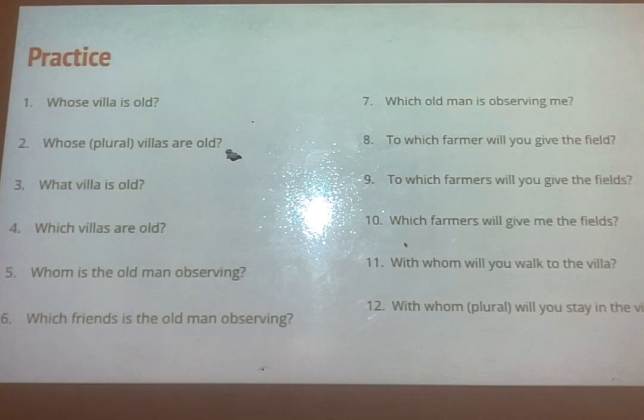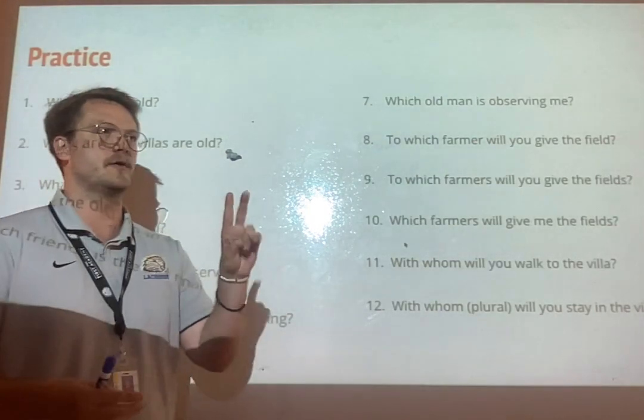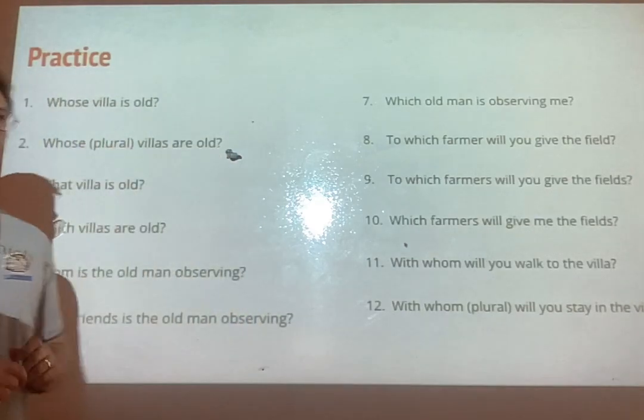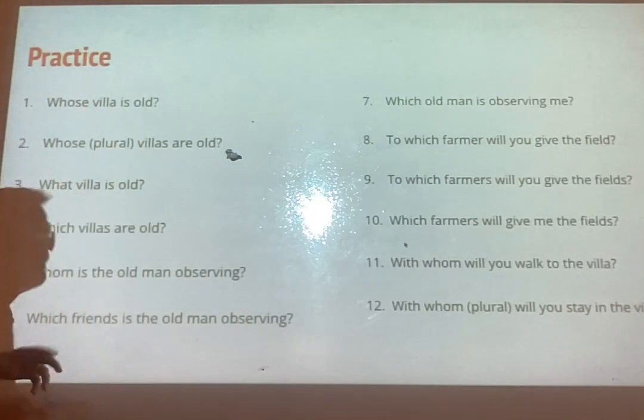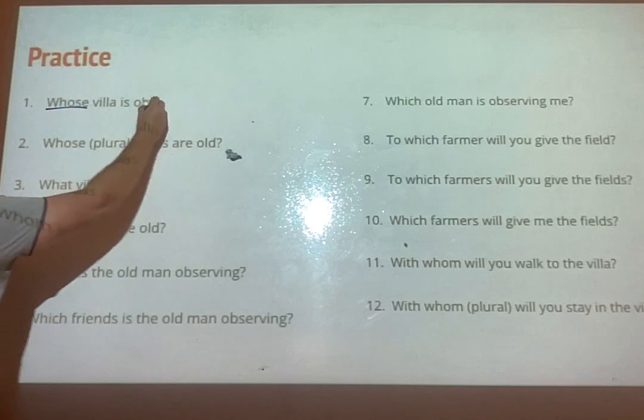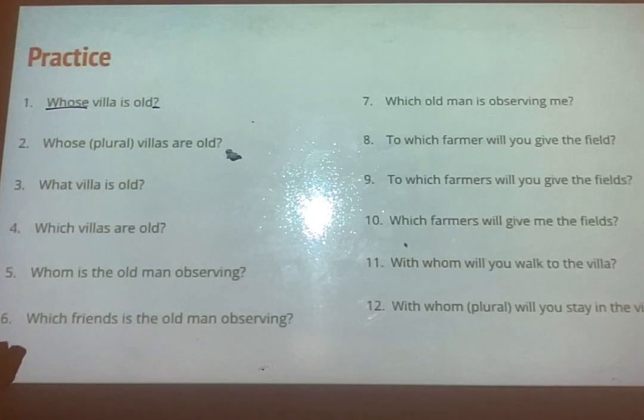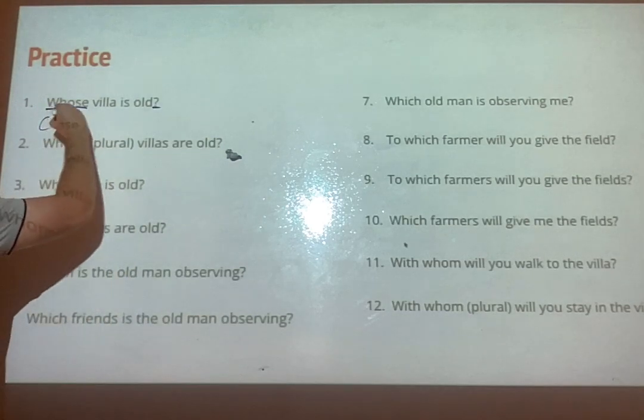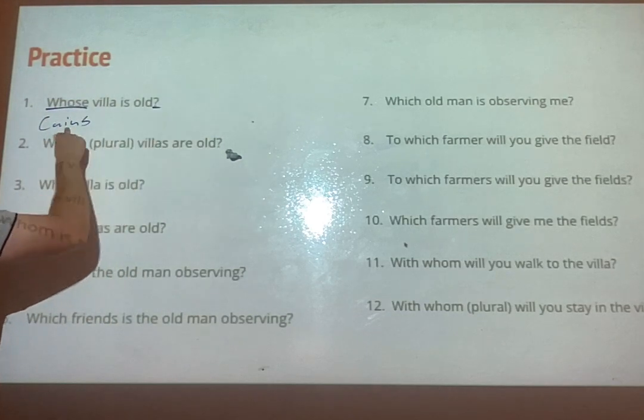Let's do it in Latin. Whose villa is old? What kind of word is that? Relative pronoun, interrogative pronoun, or interrogative adjective? It's an interrogative pronoun. Good. Whose, as a question. It's not a relative pronoun, especially if it ends in a question. Exactly right. Cuius, whose.